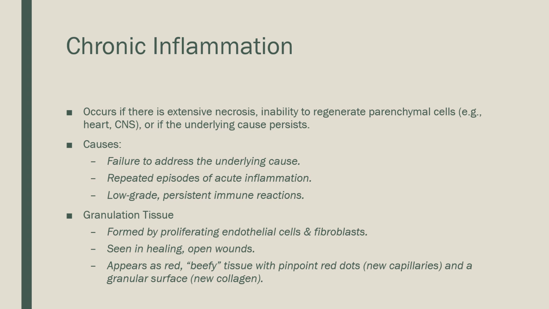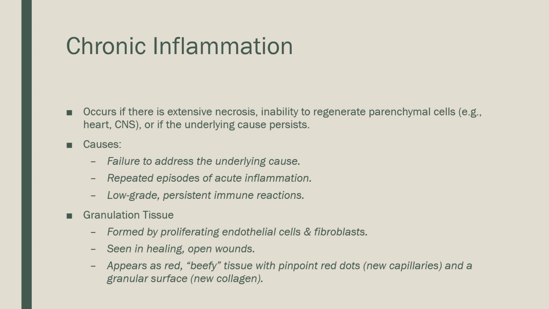Acute inflammation subsides once the injurious agent is removed. Chronic inflammation occurs if there is extensive necrosis, inability to regenerate parenchymal cells, such as in the heart or central nervous system, or if the underlying cause persists.